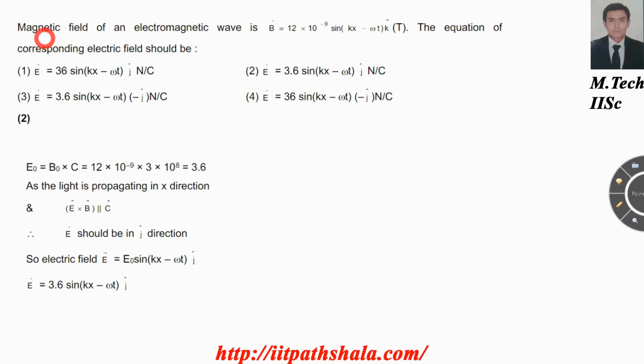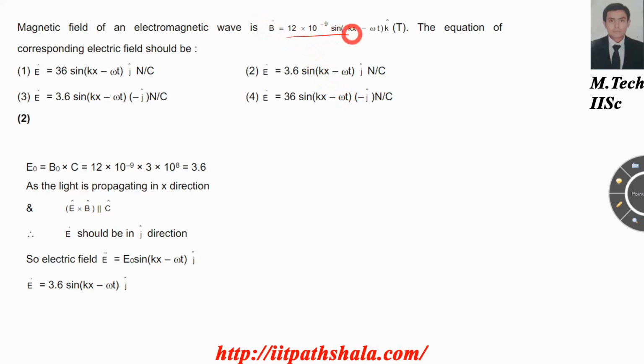This is a question repeated from the previous examination, the second or third shift itself. A magnetic field is part of an electromagnetic wave whose magnetic component is as follows. In the previous exam question, the electric component was given and we had to find the magnetic component, but now we are given the magnetic component and we have to find the electric component. Now it's a very simple job.